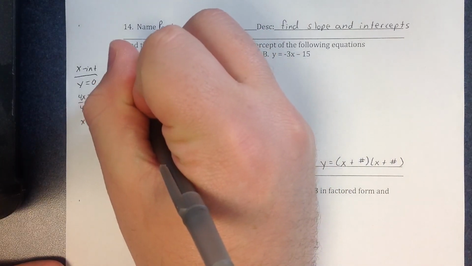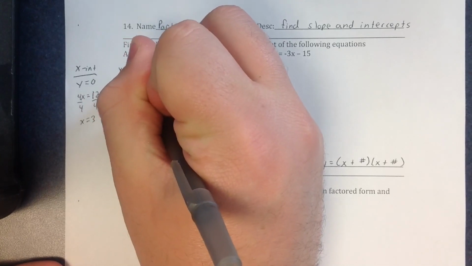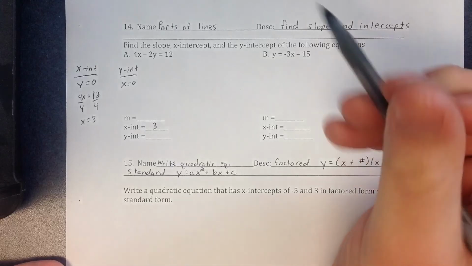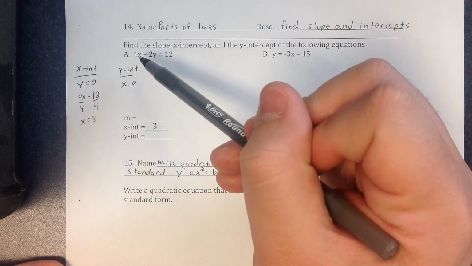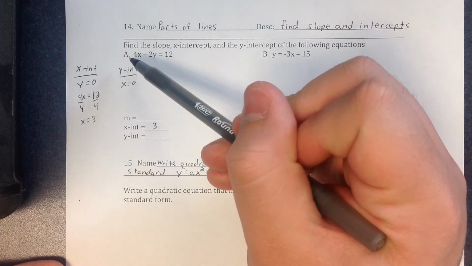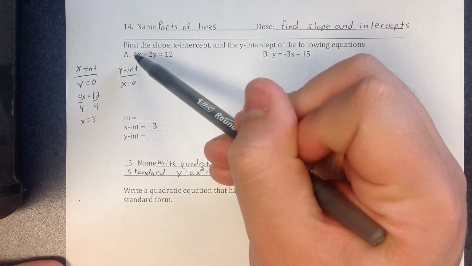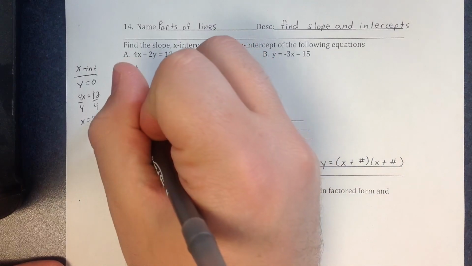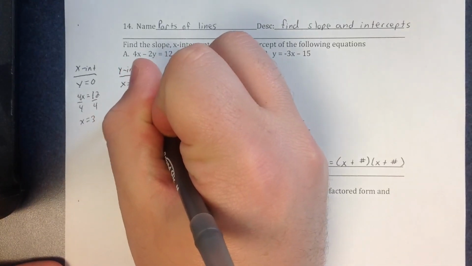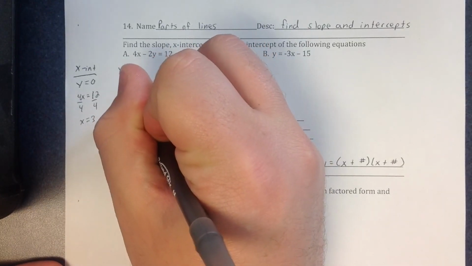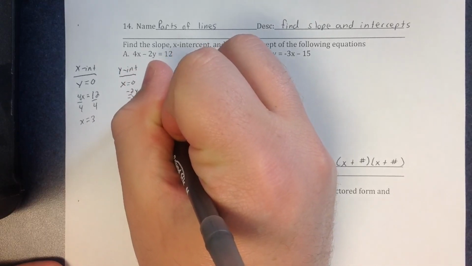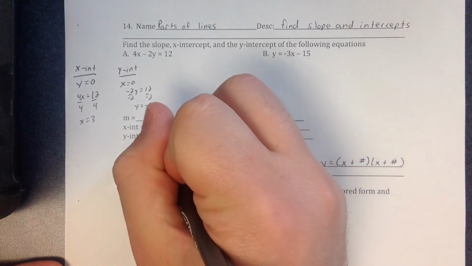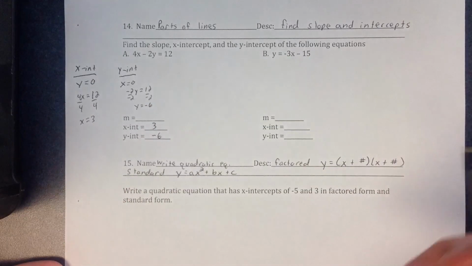To find the y-intercept, we let x equal 0. So if we look at this equation, if I put in 0 for x now, well, 4 times 0 is 0. So this is completely going away. And I'm left with negative 2y, because it was a minus, equals 12. And then I would divide both sides by negative 2 and get y equals negative 6. So the y-intercept would be negative 6.